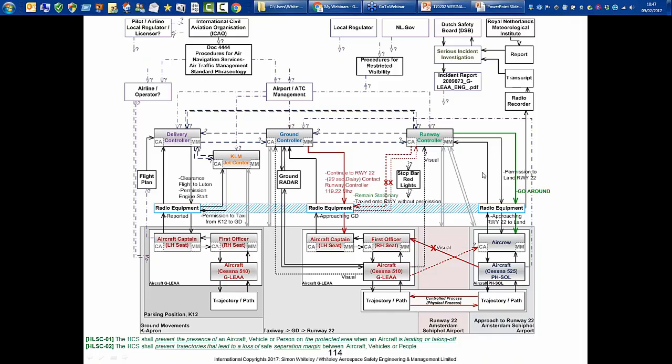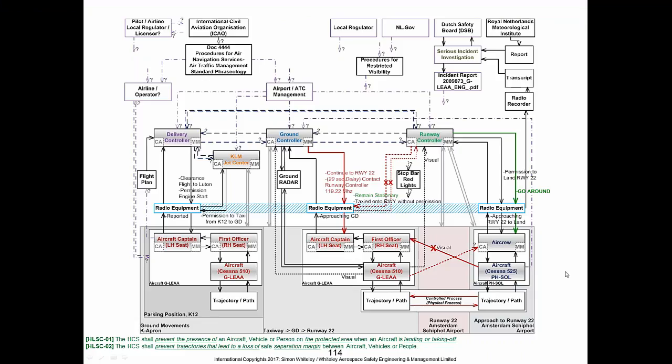Right, so this looks really complicated. It's just because there's a lot of information on there. So these higher level controllers above the airport operation. So we've got airline operator, airport ATC management. I've included local regulator, in this case Netherlands government, and then also the pilot airline local regulator, the licensor. So I don't know any information about them, so they're highlighted in purple with some question marks on the interactions.